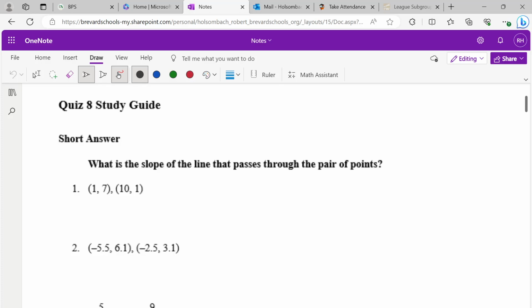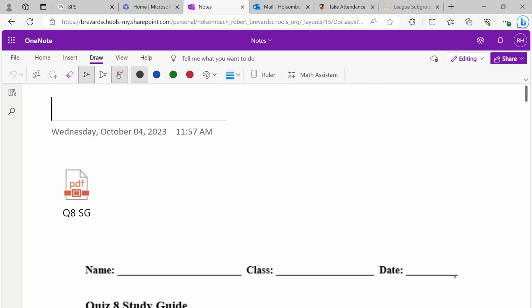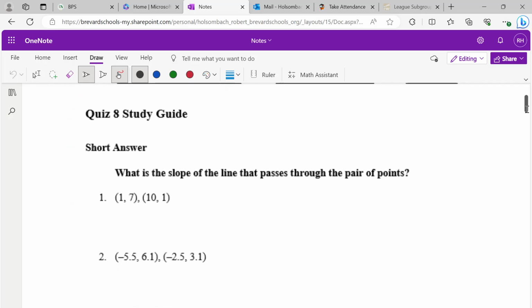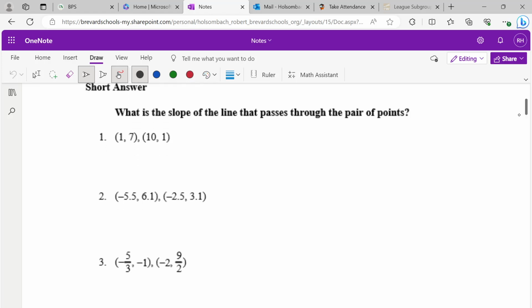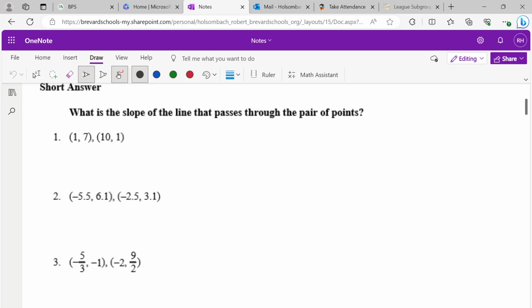All right, so here we go with quiz 8 study guide. You should have your notes out. You should have your calculator out so that we can all work these problems together. And your first 3 problems.